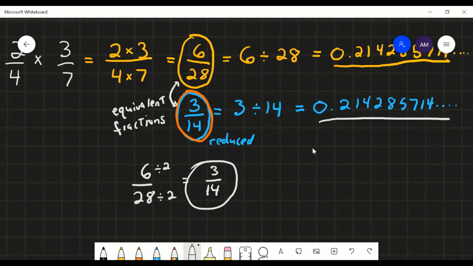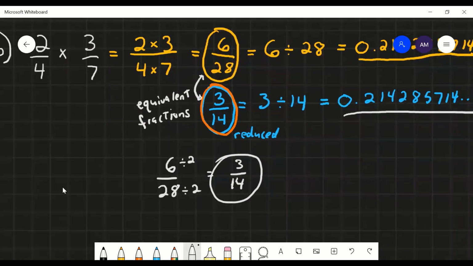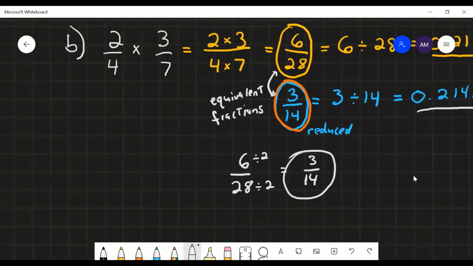If you get to the end of the question, like you get an answer like 6 over 28, try to divide the top and bottom numbers by the same number. And if there is such a number that you can divide both of them by, be sure to do it, and then that will be how you reduce the fraction. Sometimes we have to reduce more than once. We may see this later. But yeah, so 3 over 14 is the better of the two answers.